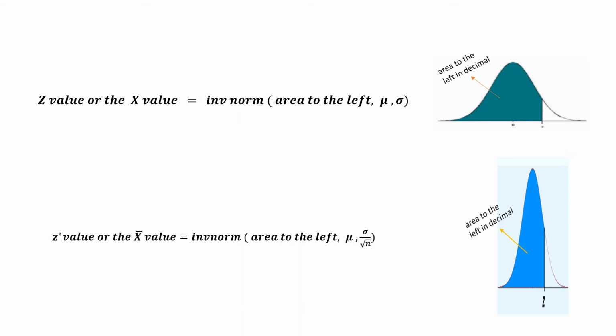If this one is z, you are giving a different name to this. It is not z, it is z star. There should be a star here on top. Z star is inverse norm, area to the left, mu. There it was sigma. In chapter 13, it is sigma by square root of n. That is the difference between chapter 11 and chapter 13.